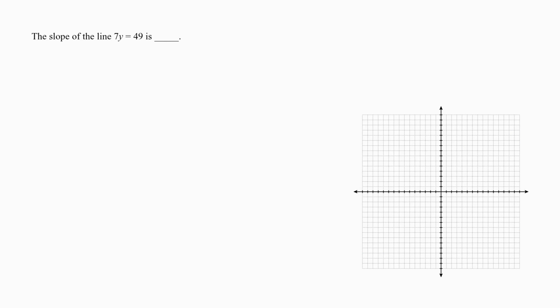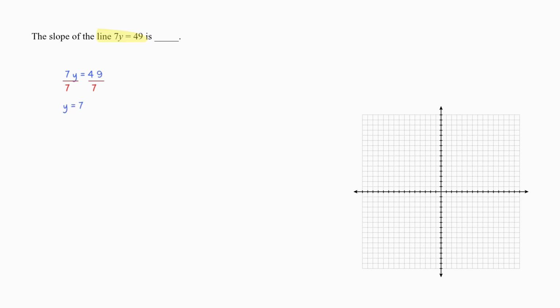Let's have a look at this question together. The goal is to find the slope of the line 7y equals 49. To see what's really going on, we want to get y all by itself. Since y is being multiplied by 7, we do the opposite and divide both sides by 7. 7y equals 49 becomes y equals 7.